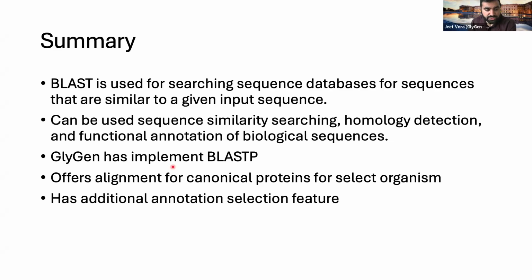That's the main use of it. In GlyGen, we have implemented BLAST P, just that flavor of BLAST. And we offer alignment for canonical proteins for select organism or protein database, as few organisms as mentioned. And we have the additional annotation selection feature, which the original doesn't have. So it kind of gives you an idea of what PTMs are there on the subject sequence. So that's the summary. And then we're going to do an exercise at the end for BLAST.